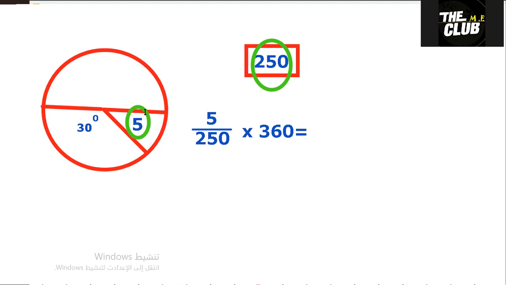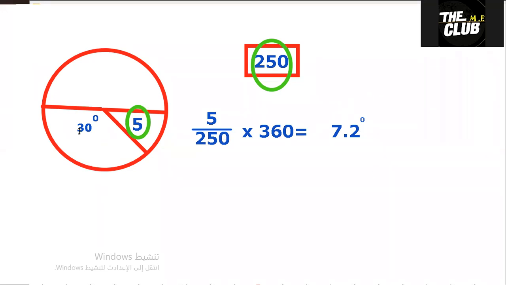So I use a calculator here. I divide 5 by 250 and then multiply by 360. And the angle will be 7.2 degrees. That's an example, of course. So to find the angle, first thing we do, we divide the part number by the total number, and then multiply by 360, and we'll get the angle.